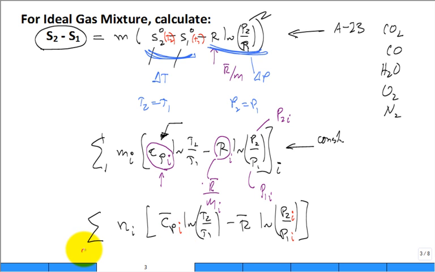Okay, and then you sum over all of the I's. So a little tricky, but you have to deal with the partial pressures when you calculate changes in entropy of ideal gas mixtures. All right, let's press forward.